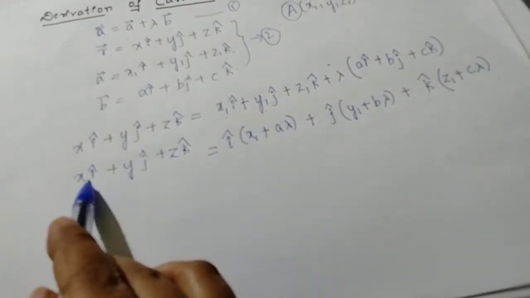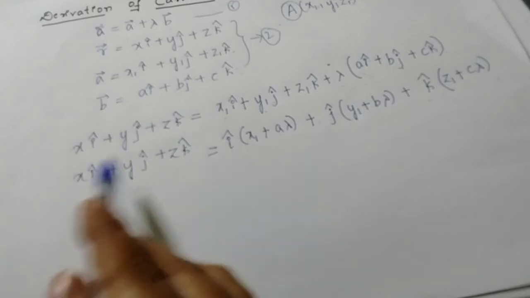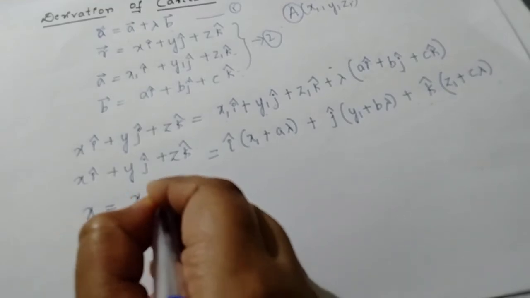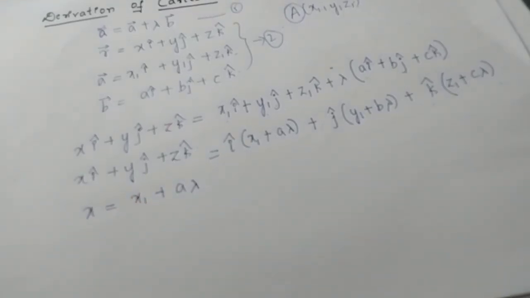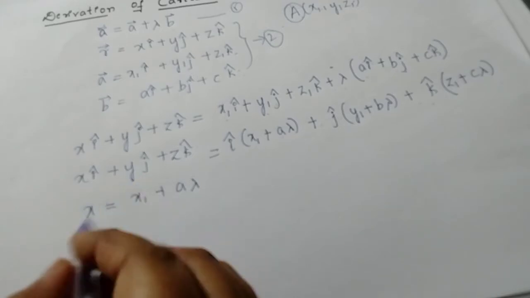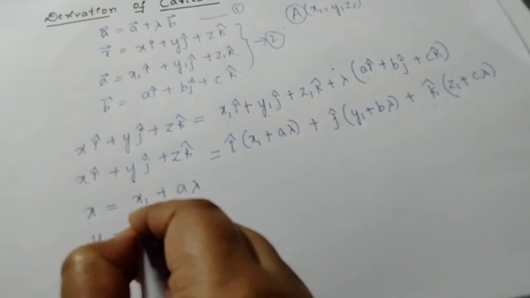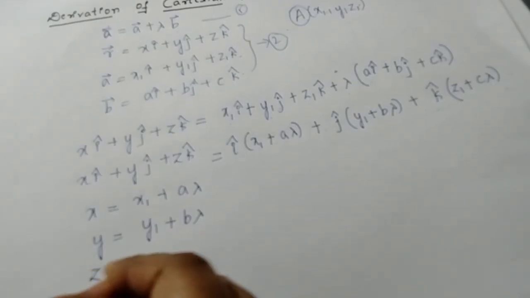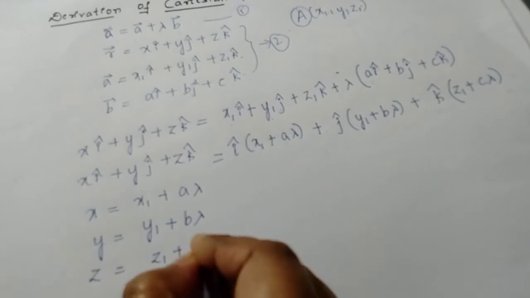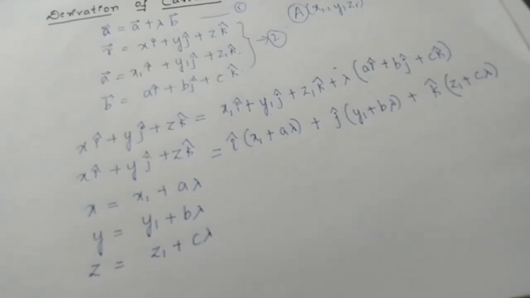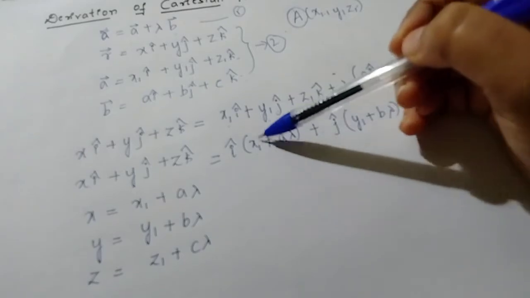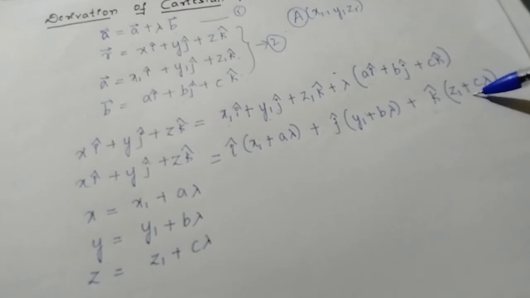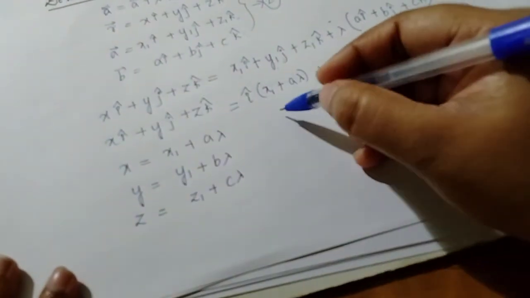Comparing these two equations, compare i with i. So the i coordinates must be equal. x is equal to x1 plus a times lambda. Okay, next y is equal to y1 plus b times lambda. z is equal to z1 plus c times lambda. Okay, equating i coefficients with i, j coefficients with j, k coefficients with k. Okay, now find the lambda value.